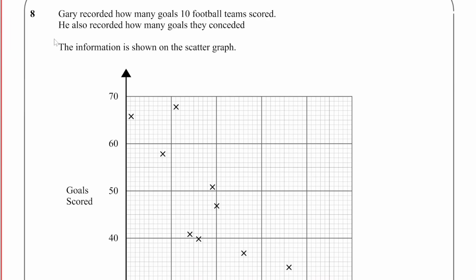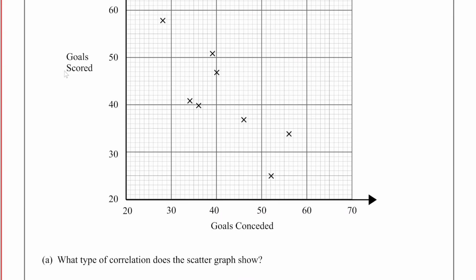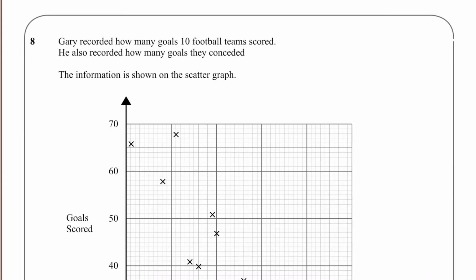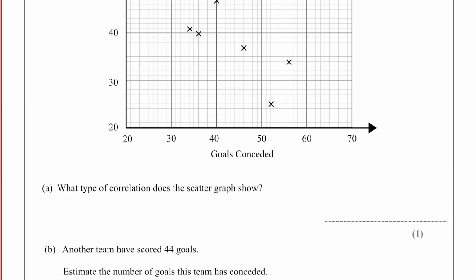Question 8. Gary recorded how many goals 10 football teams scored. He also recorded how many they conceded. We've got a scatter graph. And what type of correlation does it show? So as the goals conceded goes up, the goals scored goes down. That's a negative correlation.